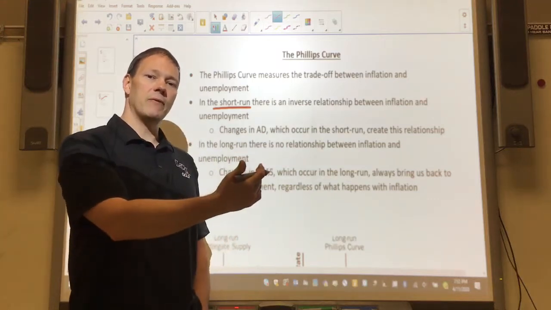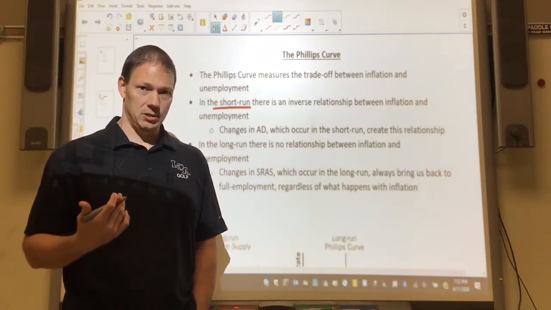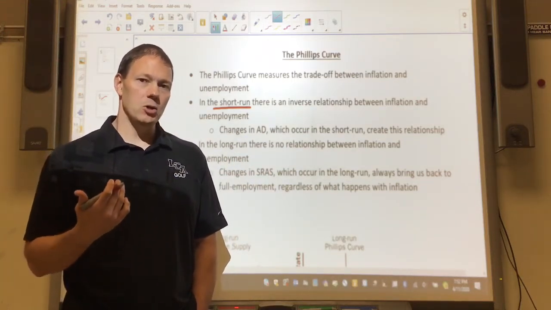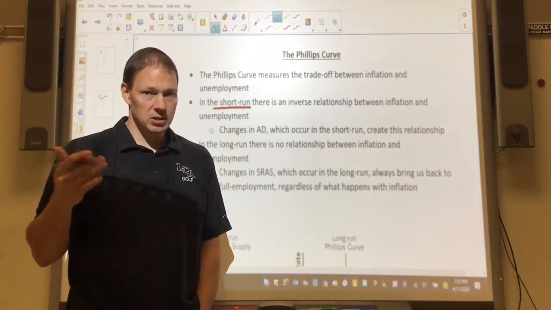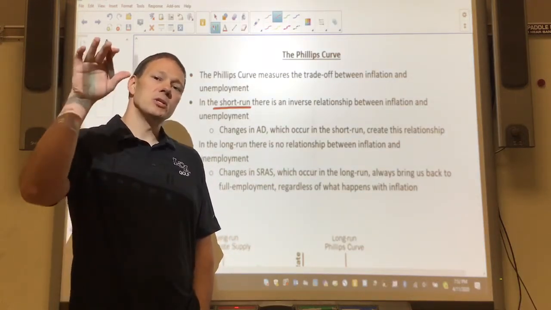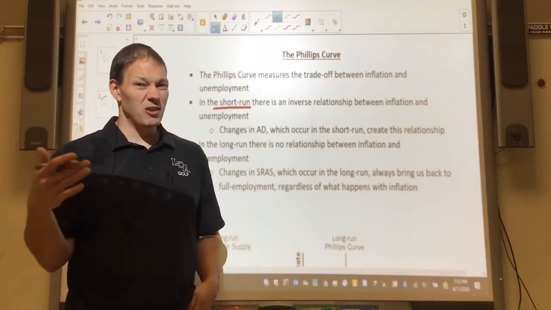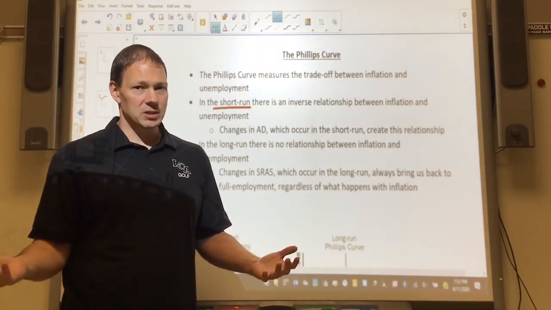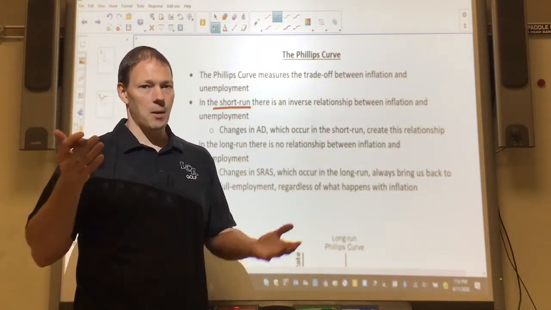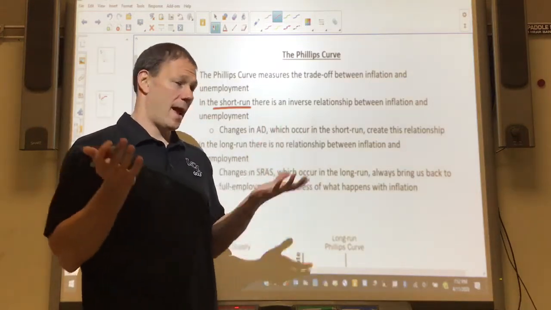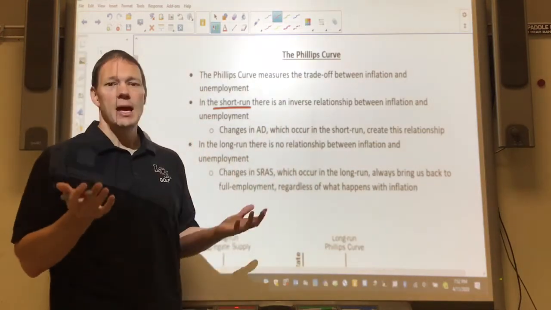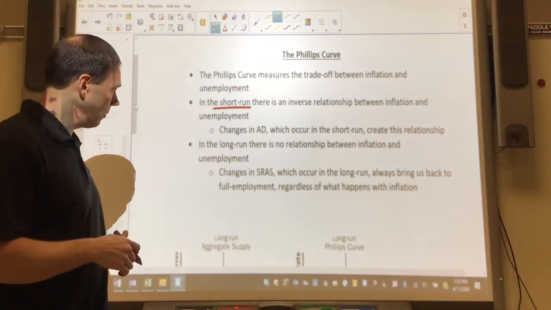In reverse, if aggregate demand decreases, people aren't spending, you're going to start seeing things get cheaper because things go on sale when people don't buy them. So inflation is going to come down, but then if people stop buying, businesses stop making, and unemployment goes up. So in the short run, when aggregate demand shifts, there tends to be an inverse relationship with the two.